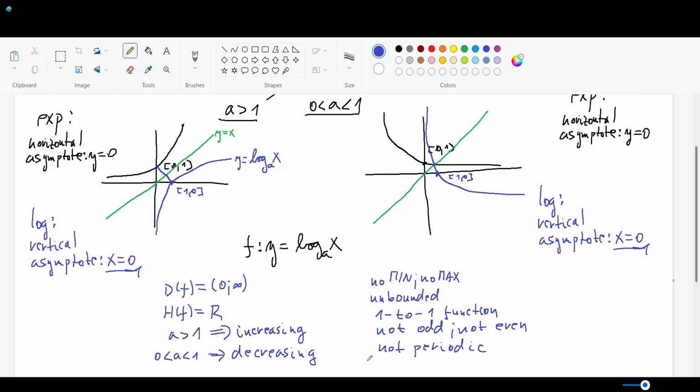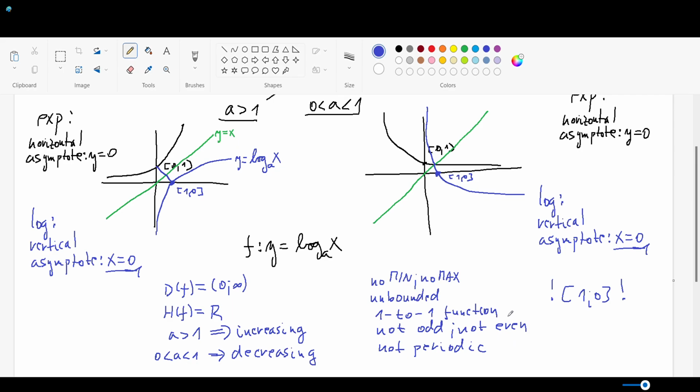Okay, and as we said, there is a vertical asymptote, which is defined by the equation x equals 0. What is really quite important for the logarithmic function is this key point. It always passes through the point (1, 0). This point is really important. This is the same point as it was for the exponential function.